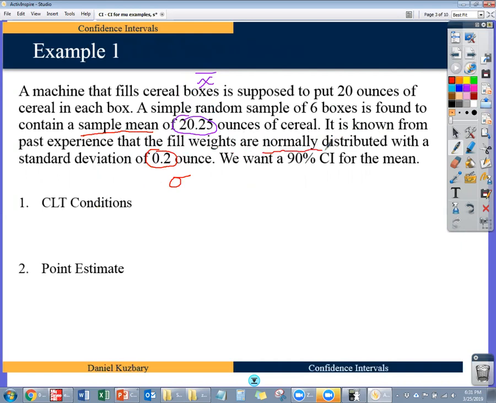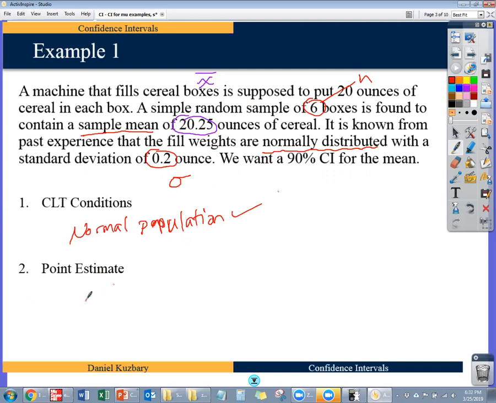I also know that the fill weights are normally distributed, and I want a 90% confidence interval for the mean, and my random sample is size 6. I'm just highlighting some numbers in here. This 20 may matter. I'll check and see where the 20 comes into play later. The central limit theorem conditions are, I need the data to be either normally distributed, or I need to have a sample bigger than 30. Well, you can see I don't have n bigger than 30, but I do have normal data. I only need one of these conditions to work. I don't have n bigger than 30, but I have a normal population, which means I can keep going.